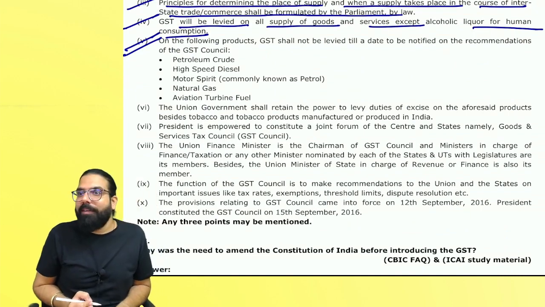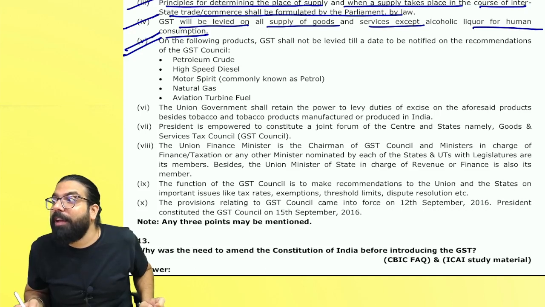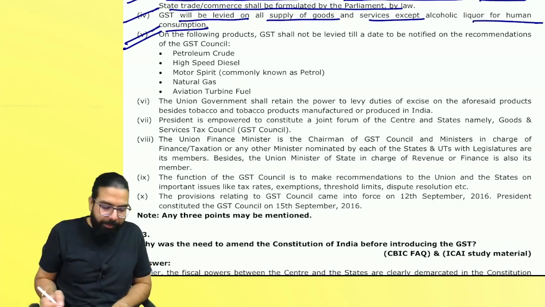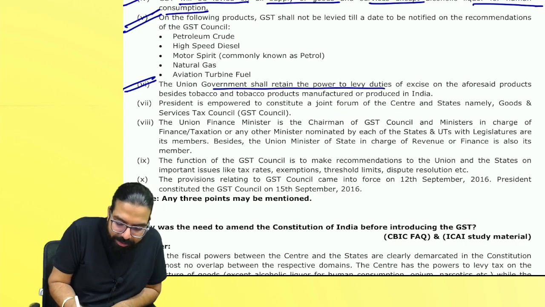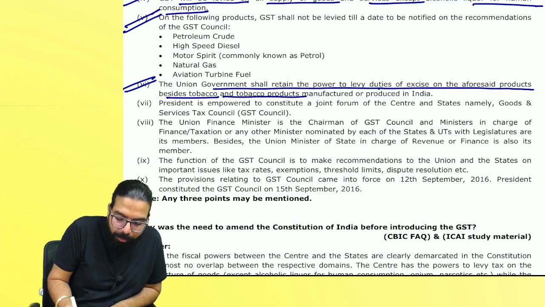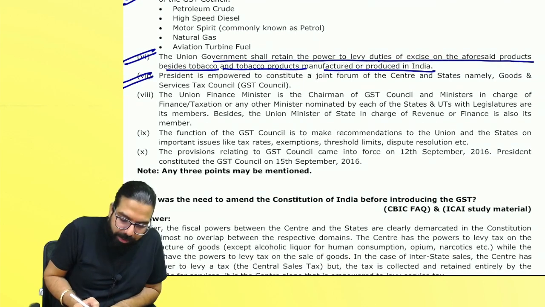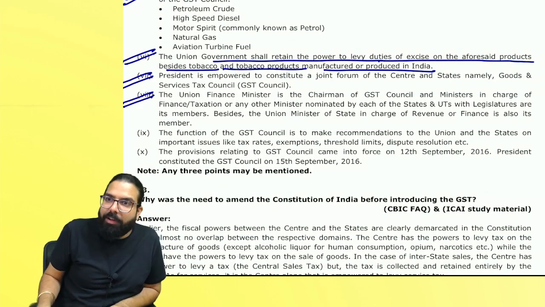On petroleum products, GST will be levied from what date? In the Constitutional Amendment Act, they also introduced the GST Council, so the GST Council will tell from when GST will come on these. The Union government shall retain the power to levy excise duty on tobacco and tobacco products. The President will constitute the GST Council. The Union Minister, the Union Minister of State and 31 State Finance or Taxation Ministers will be there.